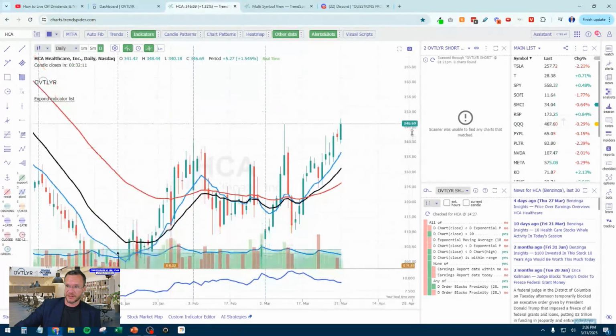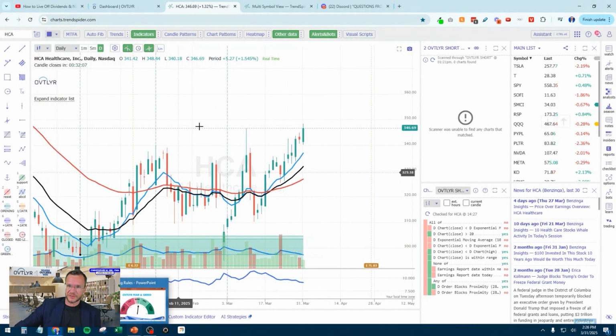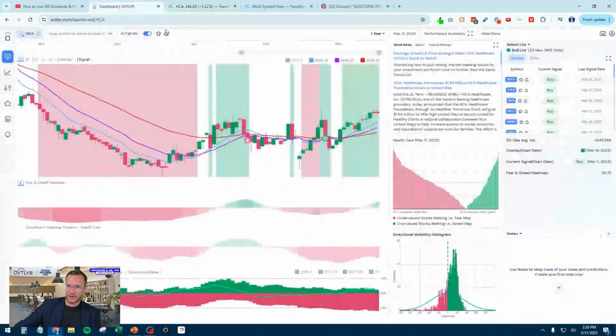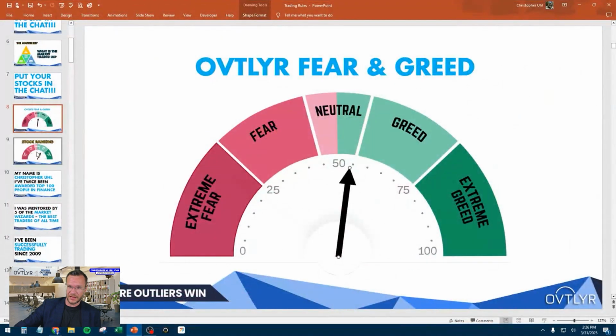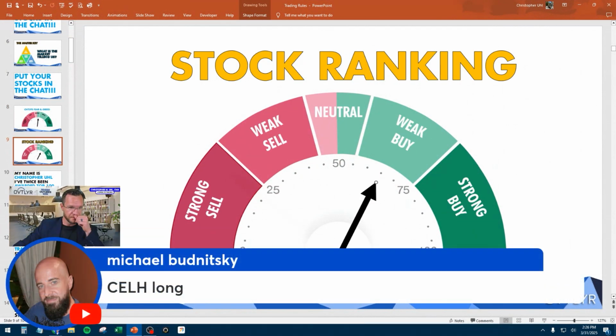No, that looks pretty good here. And this is really strong leading up into earnings. I mean, what all would be working against this right now is just the sector. So for me, I would actually rank HCA as a weak buy. That's a pretty good one right there.